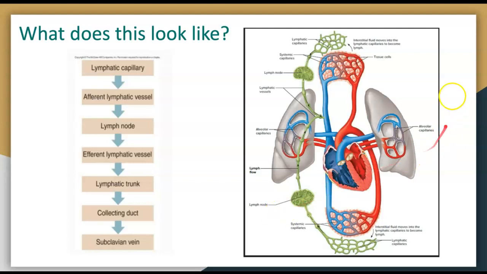Here it is all together. You see the lymphatic capillaries. It goes into our afferent lymphatic vessel, into our lymph node, to our efferent lymphatic vessel, into the collecting ducts, and then into the subclavian veins.